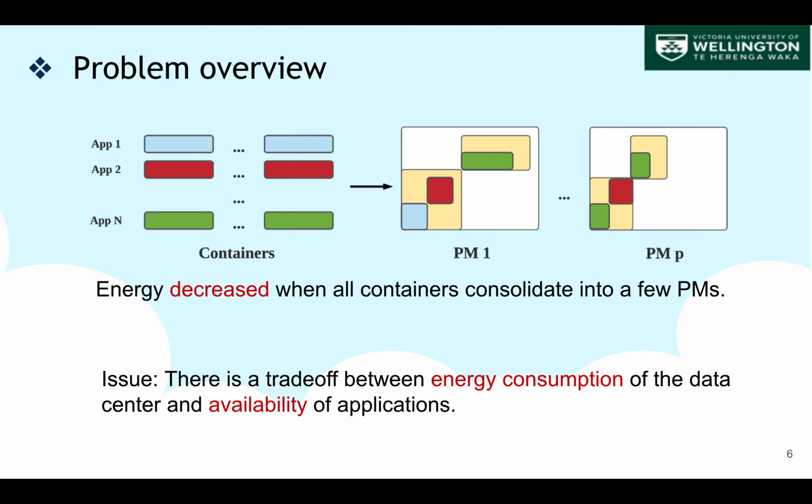At the beginning of the microservice allocation, a set of containers comes to the data center and we allocate them to a set of PMs. So the energy consumption decreases when all the containers consolidate into a minimum number of PMs. So there's a trade-off between the energy consumption and the availability, because the availability requires the containers to be spread.